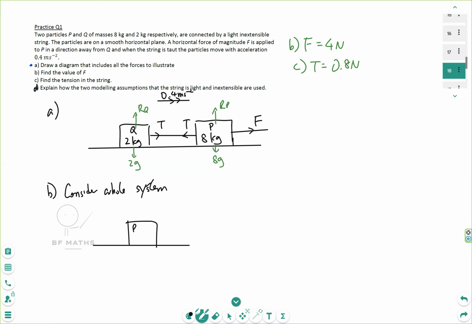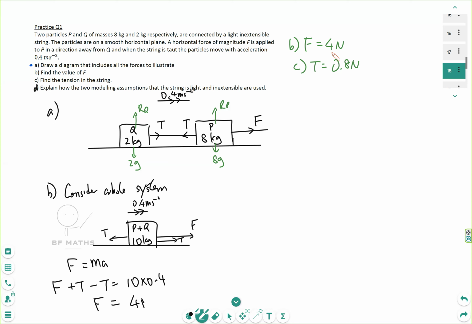So altogether, P plus Q, you've got 10 kilograms. We've got force pointing forward, tension pointing to the right, and tension pointing to the left. And we know the particles are accelerating at 0.4 meters per second squared. So using F equals ma in the x direction, F plus T minus T equals 10a, 10 times 0.4. The two tensions cancel out, so F equals 4 Newtons. Simple. Part C, you can consider either P or Q.